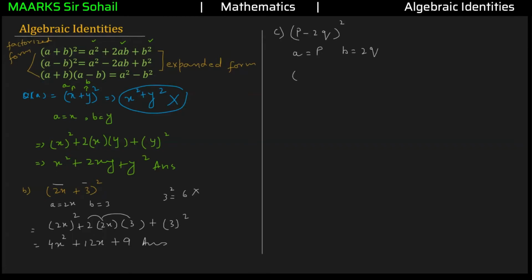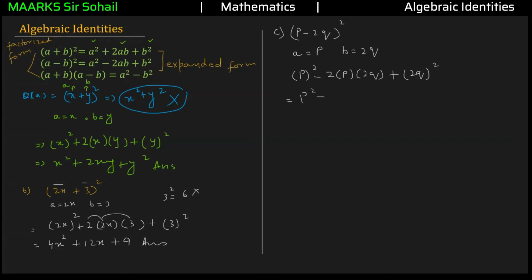So I'll start again. First I'll write a square. So a is p, minus 2ab. So a is p here and b is 2q, and plus b square. So my b is 2q and I'll put a square here. So again there is a square on p, so it will become p square.